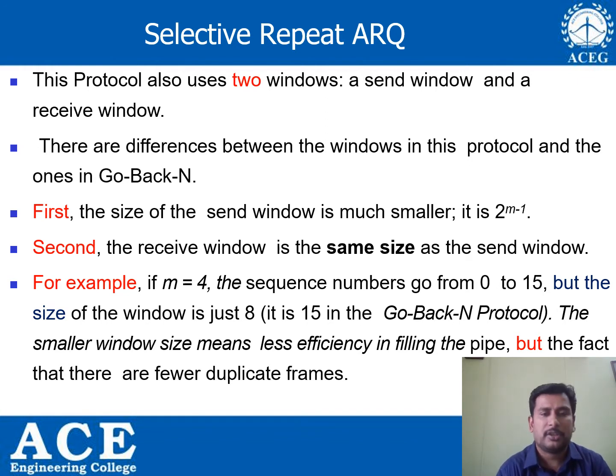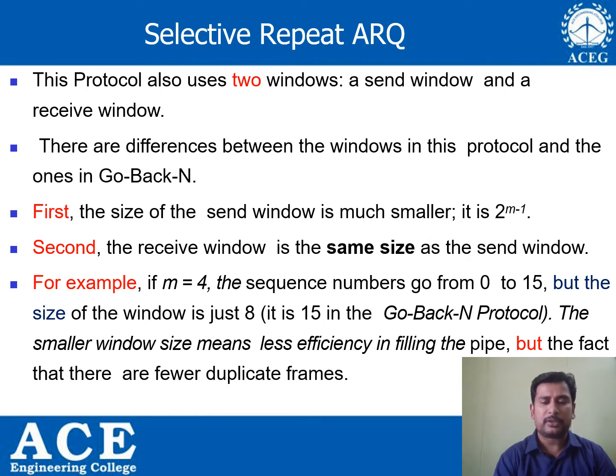To implement Selective Automatic Repeat Request, we use two windows: one at the sender side called the send window, and at the receiver the receive window. There are differences between the send window of Go Back N ARQ and Selective Repeat ARQ, and also differences in terms of receiver windows. Let us understand their major differences. First, the size of the send window is smaller when compared with Go Back N ARQ.